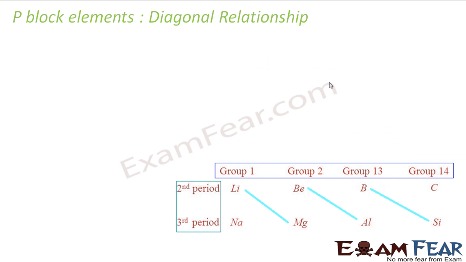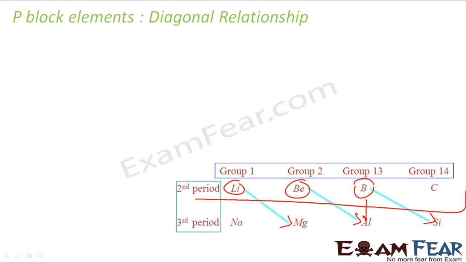Let's talk about the diagonal relationship. We have talked about this in the s block elements. If you want to understand more deeply the diagonal relationship, just watch my previous chapter videos on diagonal relationship. Here we see that lithium, instead of behaving like sodium, behaves more like magnesium. Similarly, beryllium, instead of behaving like magnesium, behaves more like aluminum. We have discussed this in the last few chapters. Similarly, boron, instead of having more similarity with aluminum, has more similarity with silicon, and that is because of the small size of the second period element.